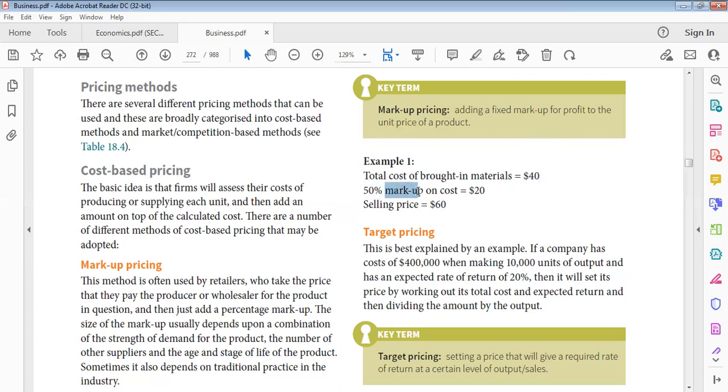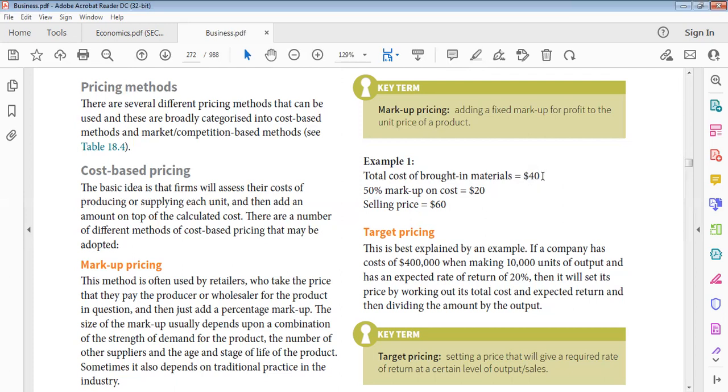Markup tells you how much profit you want to make on your cost. It cost you $40, but how much extra money do you need? That is 10%, so it's $4. So what will be your price? 44, because 40 is your cost and you add an extra $4. What is that extra $4? That is your income, your profit, your extra money that you can enjoy.